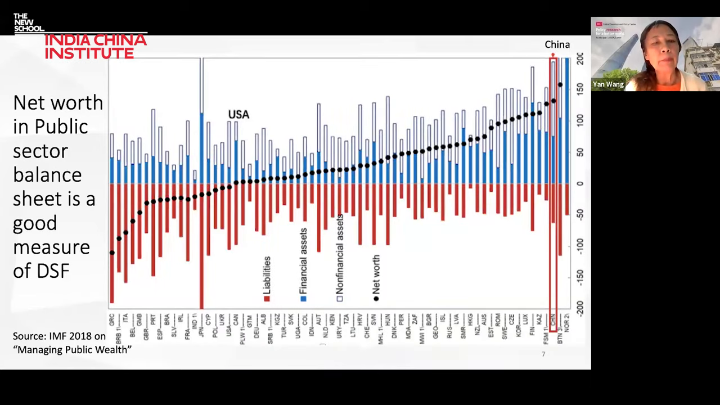Here I show the IMF data on managing public wealth. So as you know, the public sector balance sheet, the asset minus liability, is the net worth. The black dot indicates the net worth in the public sector. So China on the right-hand side is among the top three countries with the highest level of net worth. And Japan has negative on the left-hand side. Japan has negative net worth. The US is in the middle, and it's barely positive in terms of net worth.